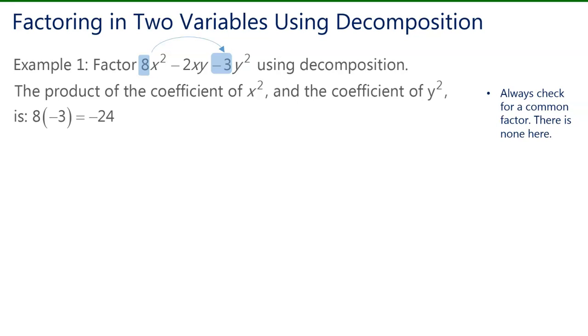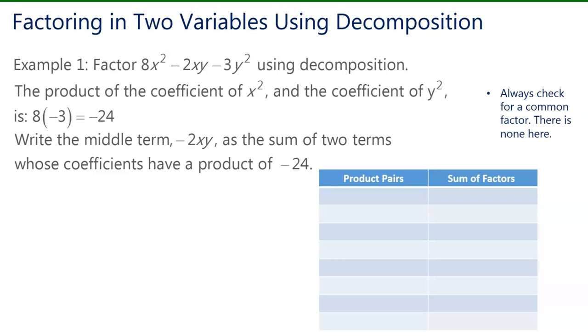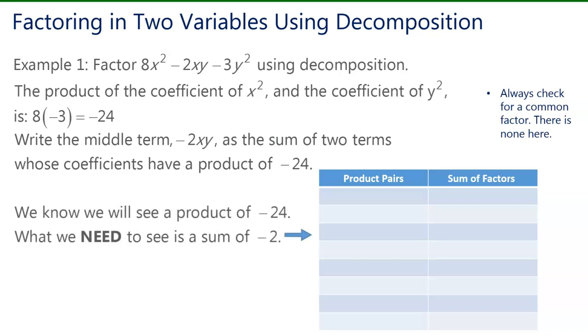The product of the coefficient of x squared and the coefficient of y squared is 8 times negative 3, which is negative 24. Write the middle term negative 2xy as the sum of two terms whose coefficients have a product of negative 24. Let's look at some factor pairs. We know we will see a product of negative 24. What we need to see is a sum of negative 2.